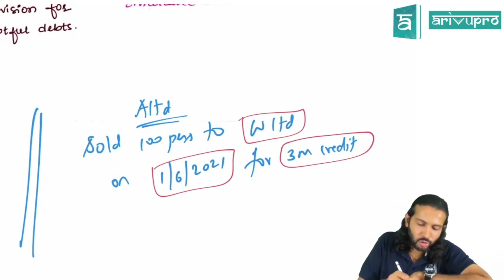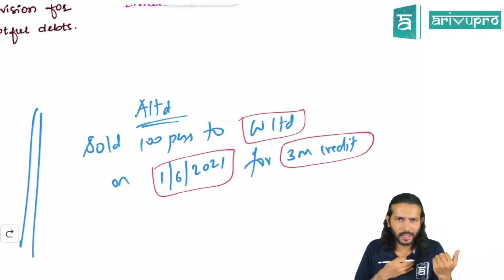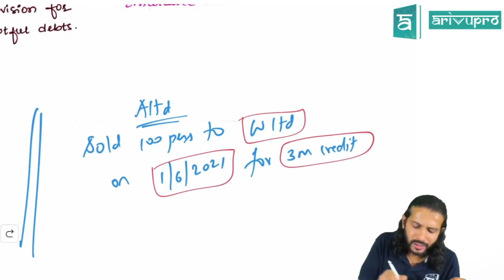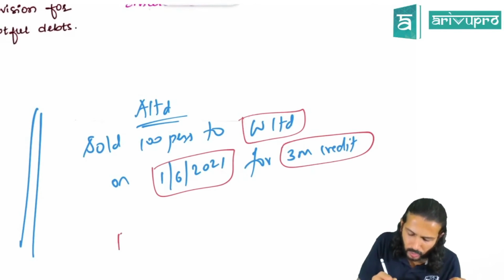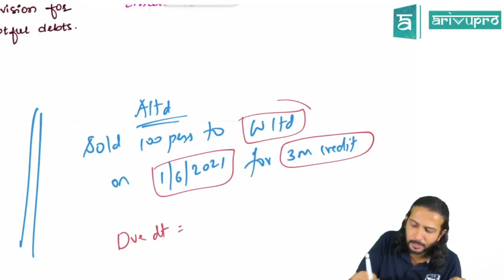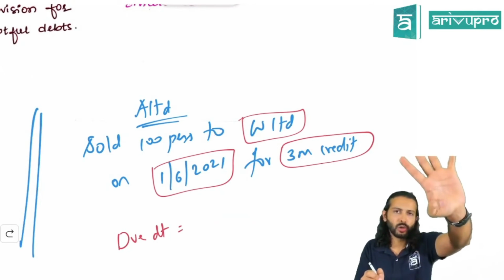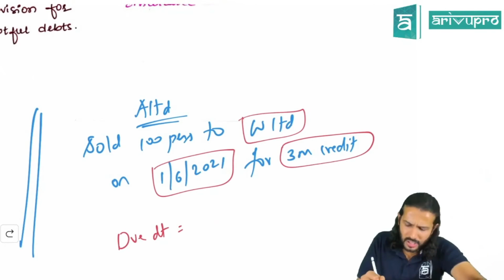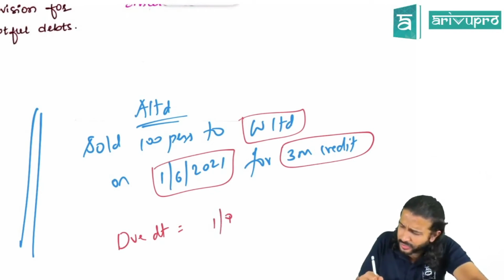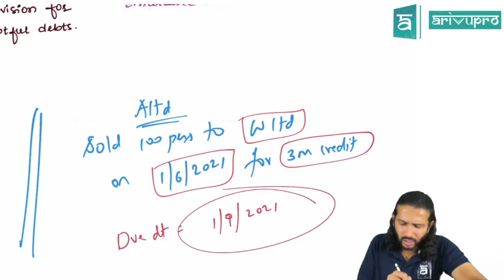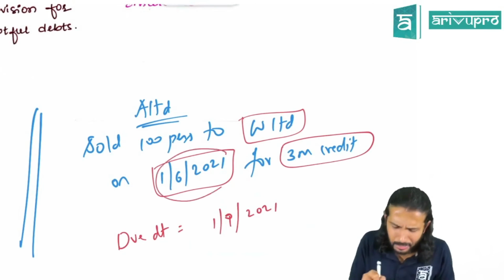If A Limited has sold the goods, we will recover the money from whom? W Limited. When is the payment due date? Can you tell me the due date when I will get the money from W Limited? 3 months credit, so count that: June, July, August, full 3 months. Can I say 31st August or can I call it 1st September? Would that be okay with you? Yes. So I will recover the money on 1st September. I've just calculated 3 months.